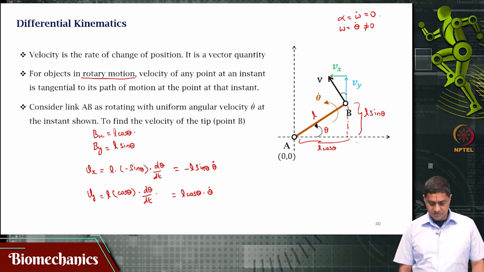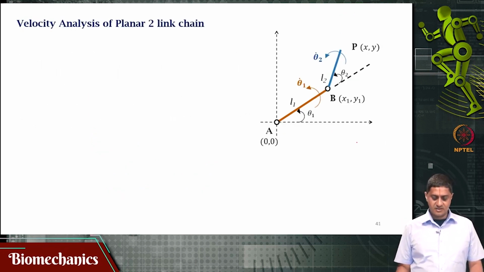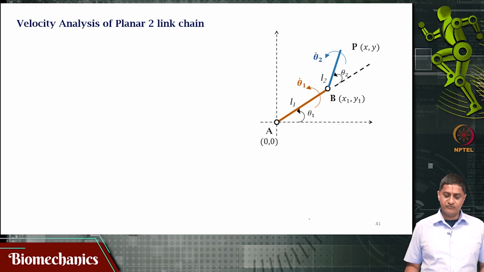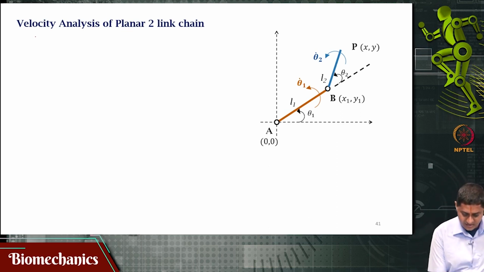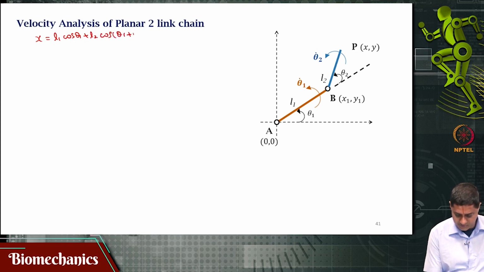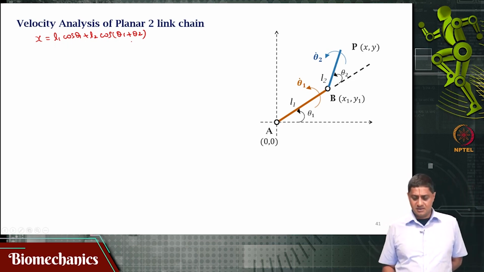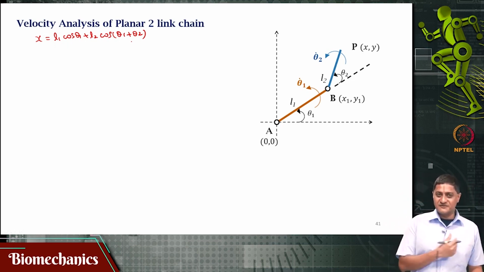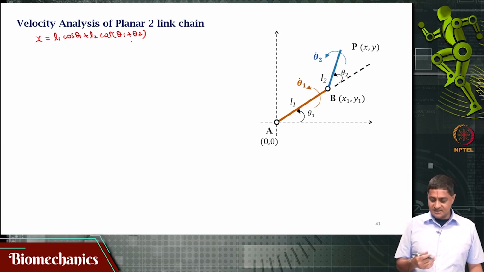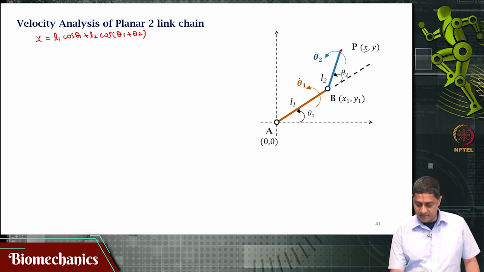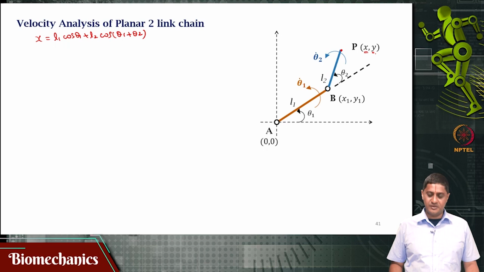Now, with this done, let us move on to the case of a planar two link serial kinematic chain. What we know from forward kinematics is the end point is L1 cos theta 1 plus L2 cos of theta 1 plus theta 2. How do I know this? Well, this is what we did in the previous videos. Essentially, I said this is the x and y coordinate of the end point P, right.